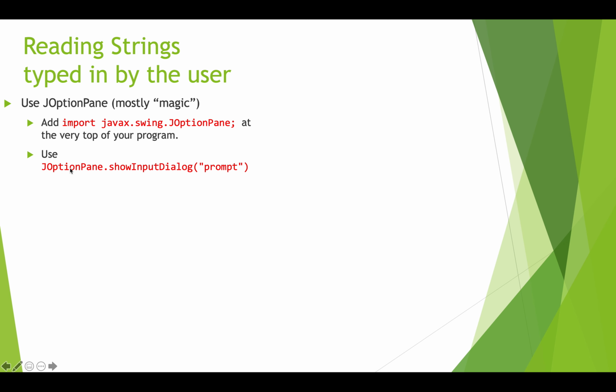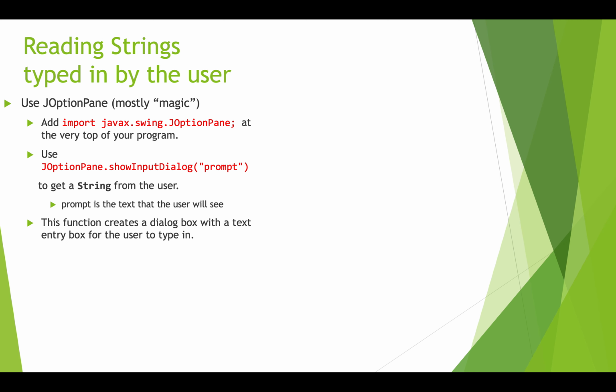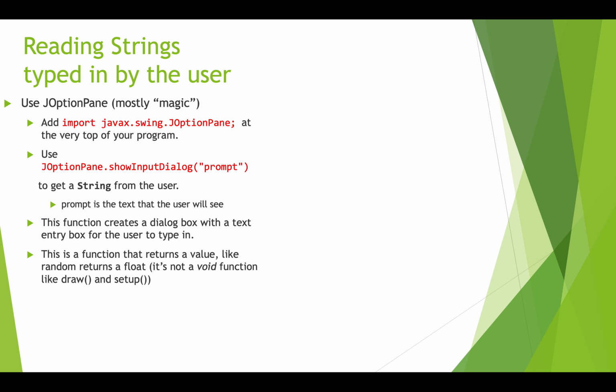It says we want to use this library of code. Okay. And then we're going to use JOptionPane.showInputDialog(prompt). So this is a function that is in the JOptionPane library, and we're passing it a prompt, and this is what's going to be displayed to the user. It's going to tell them what we want them to type. And we're going to get a string from the user using this. So prompt is the text that the user will see. And so this will create a dialog box with a text entry box in it, and the user can type in that text entry box.